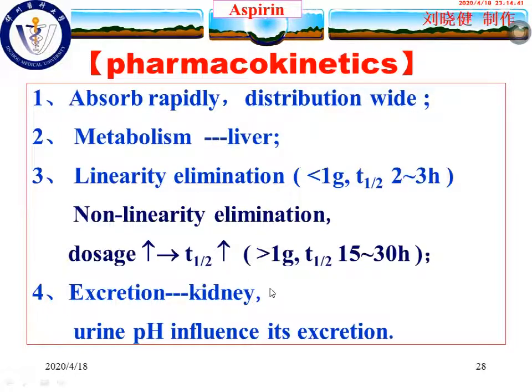Aspirin is an acidic drug. It is excreted with the urine from the kidney. Because it is an acidic drug, its excretion can be influenced by urine pH value.